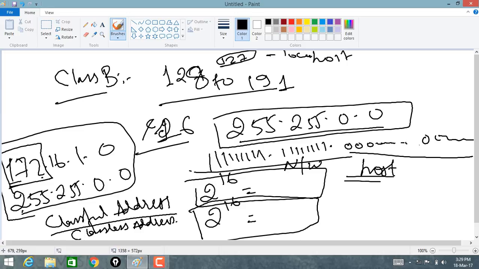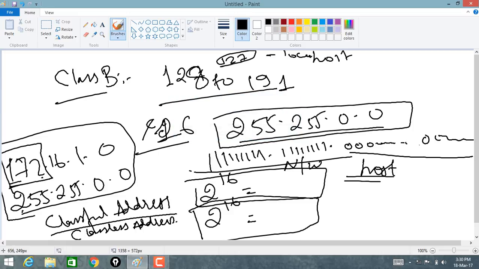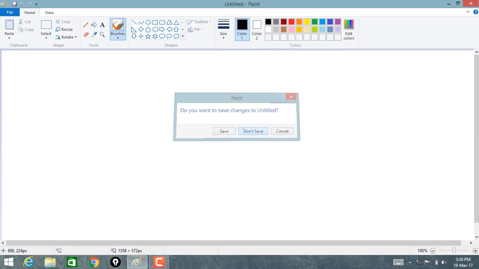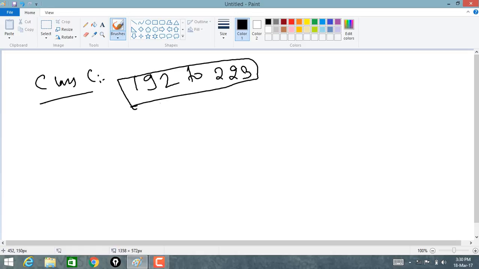Let's jump to another class, that is class C. Class C addresses range from 192.0.0.0 to 223.255.255.255, and again the default subnet mask will be /24. When I say /24, this means that 24 bits are on.